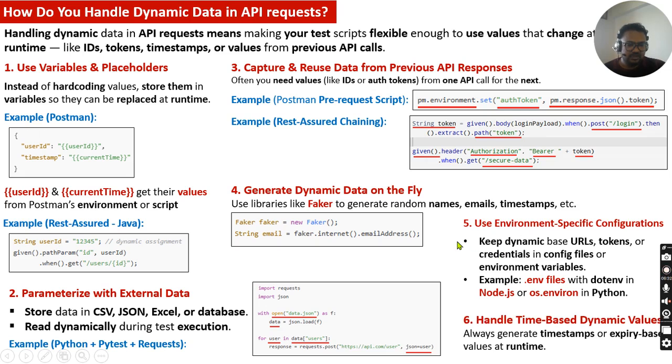Okay, and the last thing would be handle time-based dynamic values. Always generate the timestamp or expiry based on the value generated at runtime, and that is one of the crucial things to handle dynamic data in API testing. So these are the six ways, and these are the key syntax you should be aware of when answering this question in your interview.